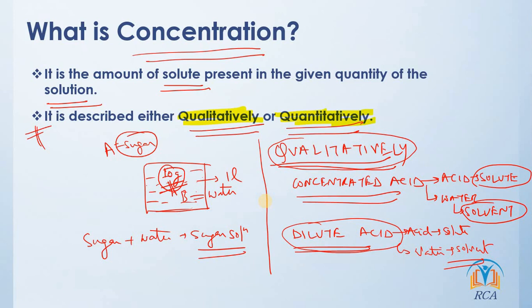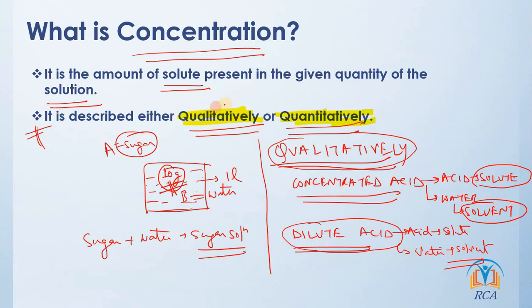So this is what is meant by the qualitative understanding of this particular solution. Qualitative means only on the basis of the quality of that particular solution. However, if I tell you it's a concentrated acid or it's a dilute acid, this only gives you an idea that this is going to be a strong acid or that is going to be a weak acid. But it is not telling us how much acid content is actually there in that particular solution.